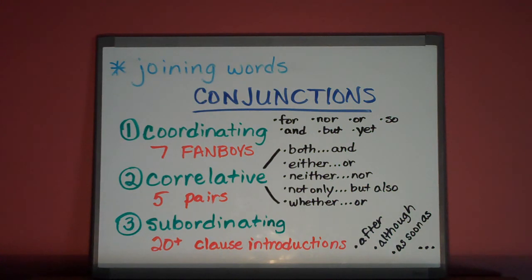Other subordinating conjunctions include the following: as if, as long as, as though, because, before, how, if, in order that, since, so that, than, though, unless, until, when, whenever, where, wherever, and while.